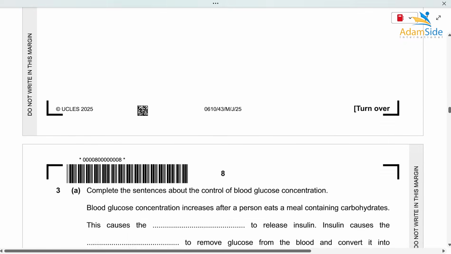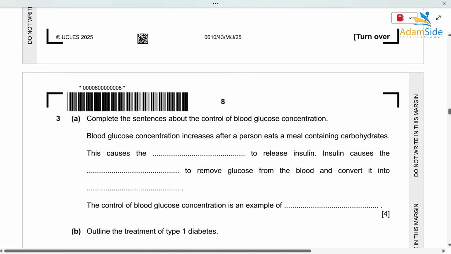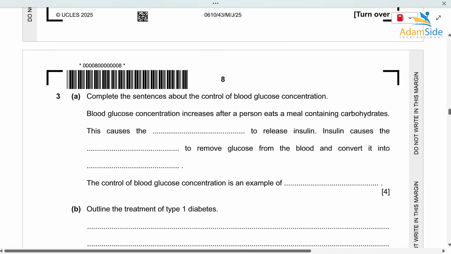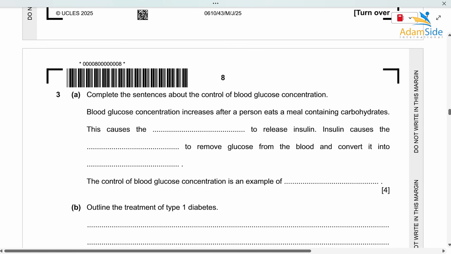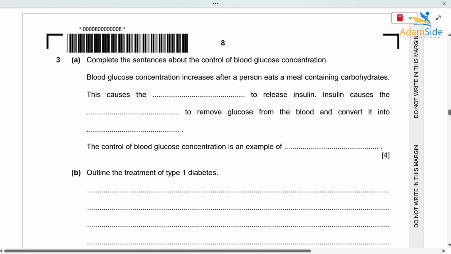Okay, let's move forward. Question 3 says, complete the sentences about the control of blood glucose concentration. Blood glucose concentration increases after a person eats a meal containing carbohydrates. This causes the dash to release insulin. Now, who releases insulin within the body? It's the pancreas. So this causes the pancreas to release insulin.